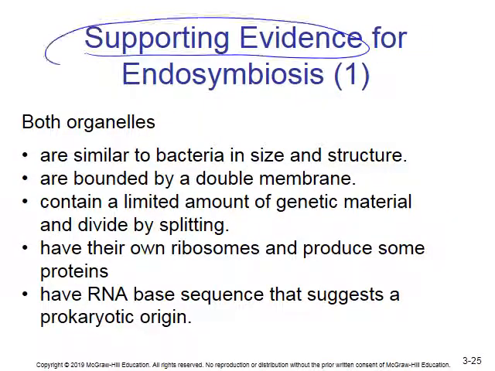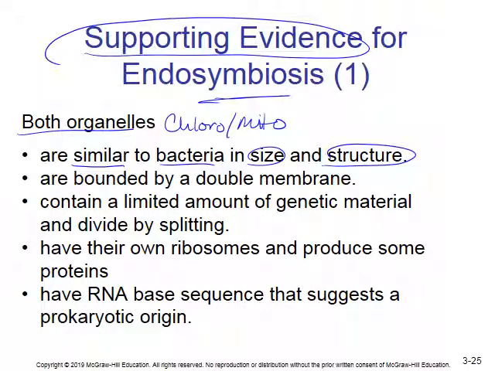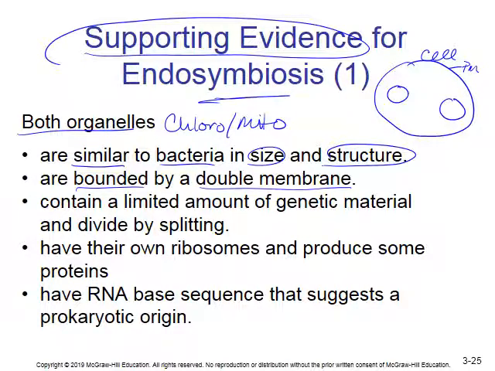So let's look at some of the supporting evidence for this theory. Both organelles, so I'm talking about chloroplast and mitochondria, are similar to bacteria in size and structure. So they look very similar to other bacteria that exist outside of a eukaryotic cell. They're bound by a double membrane. So we have a cell, and that cell has a plasma membrane. Inside, if we're a plant cell and we've got chloroplast and mitochondria, they have a double layer membrane. A lot of people are like, why would you have a double layered membrane?